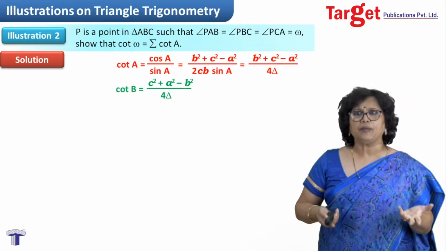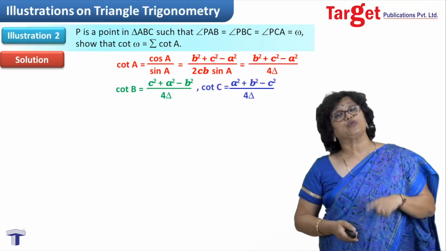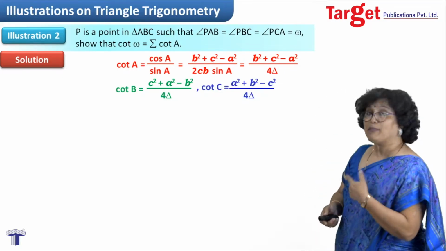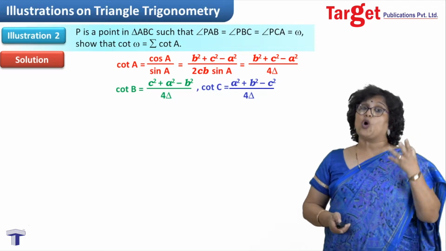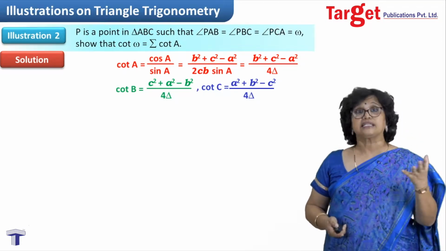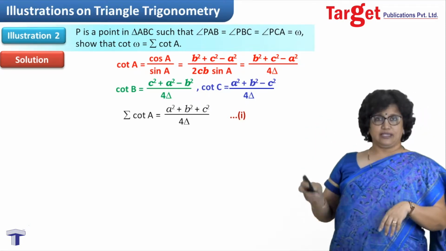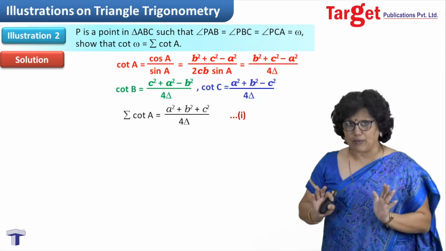Then I can write cot B and cot C also accordingly. Cot B will become c square plus a square minus b square upon 4 delta. And cot C will become a square plus b square minus c square upon 4 delta. We are interested in finding cot A plus cot B plus cot C, that is sigma cot A. So go for sigma cot A. That will become a square plus b square plus c square upon 4 delta. So at least now I have information about sigma cot A.